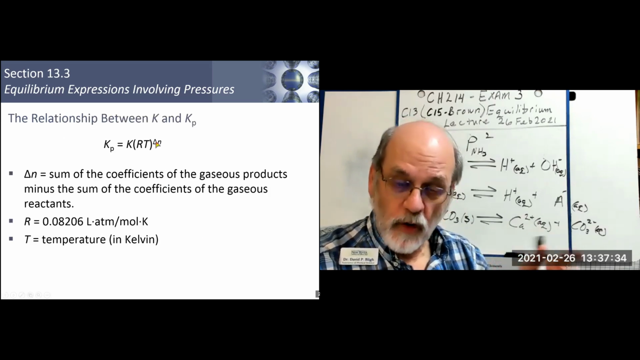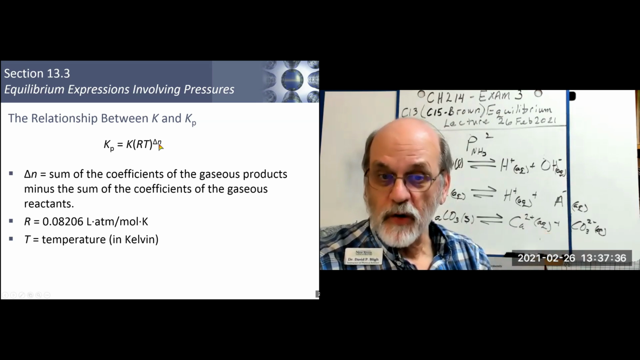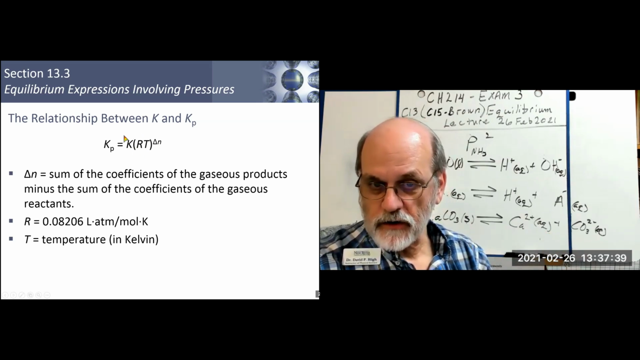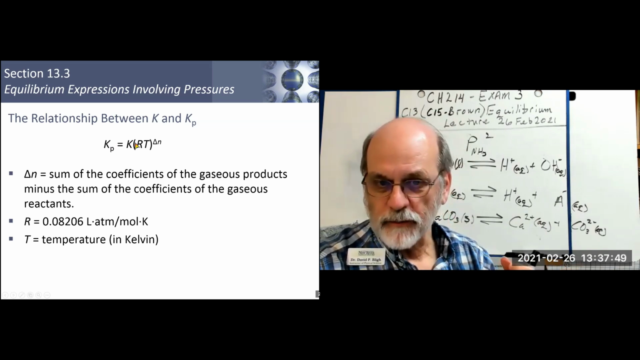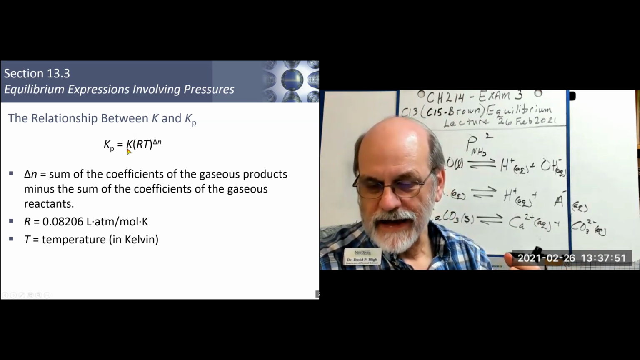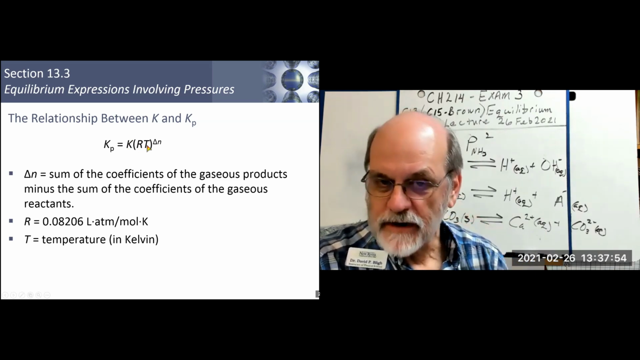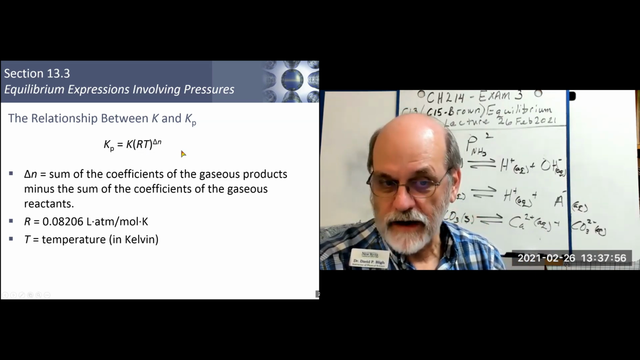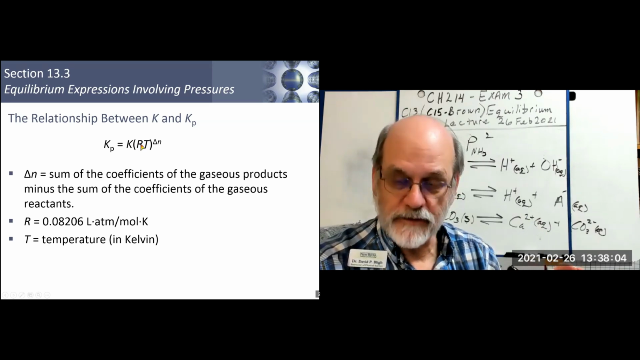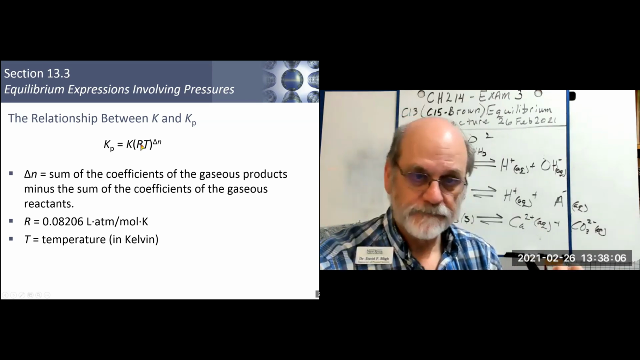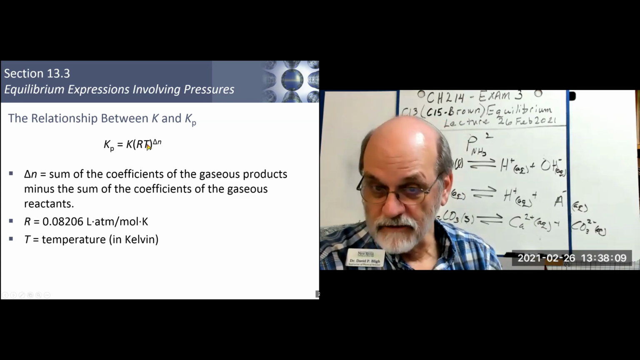If we want to convert from one to the other, this formula is appropriate. So there's your concentration in molarity K value. There's your partial pressure K value. And if we multiply this K times this term raised to the n power, I have to explain what n means. This is a universal gas constant, so this one would have the atmospheres in it, and the temperature in Kelvin.